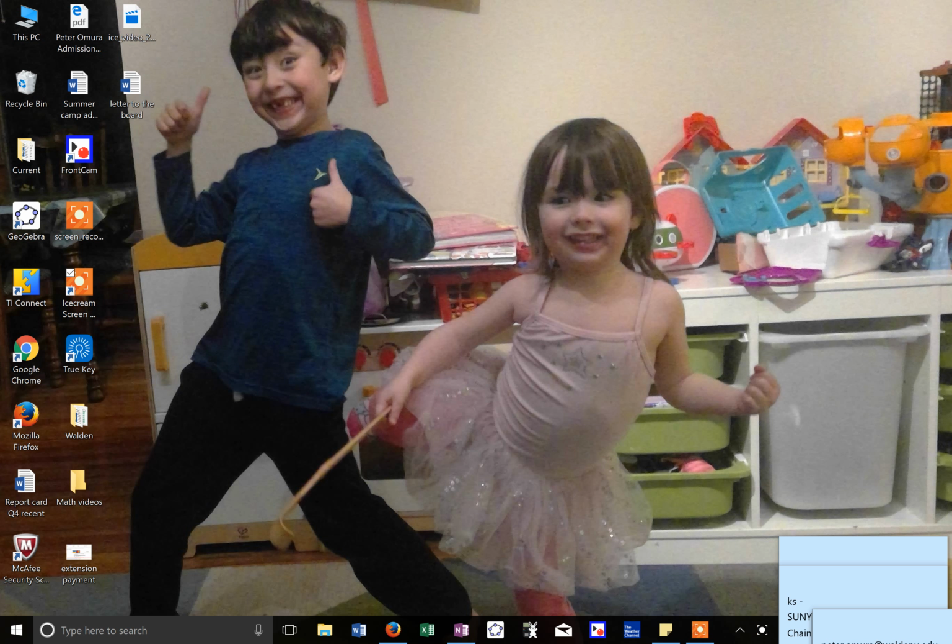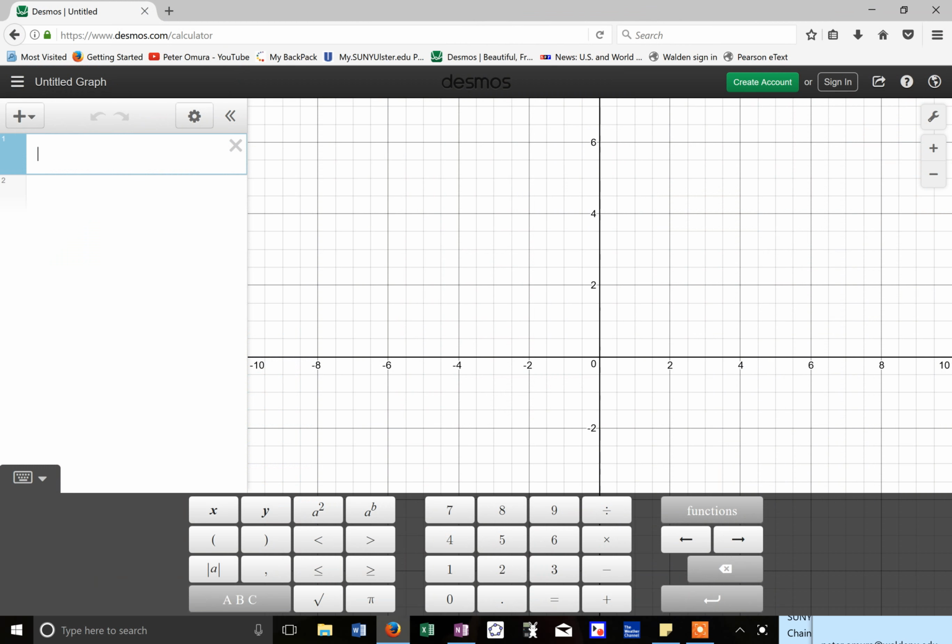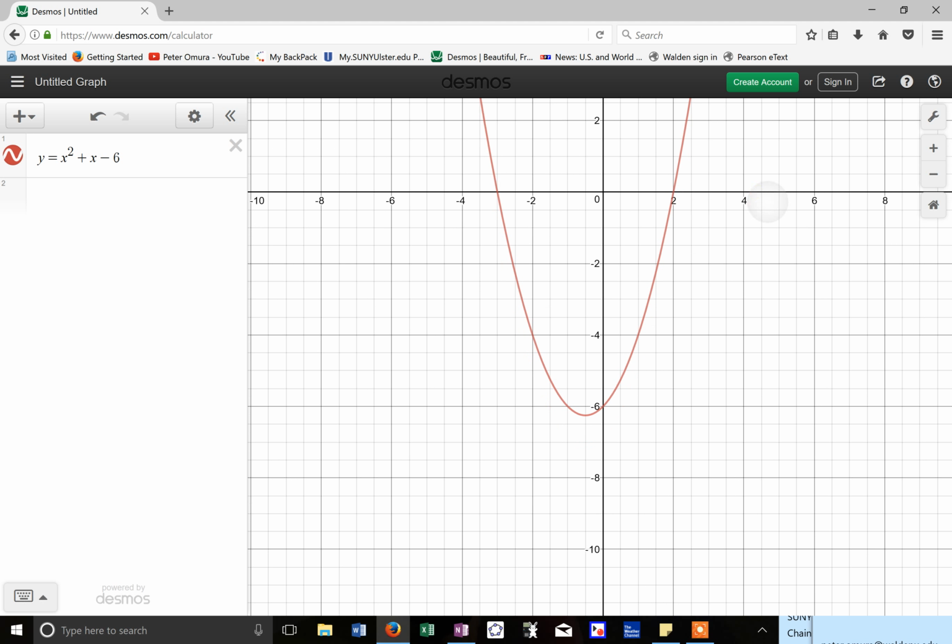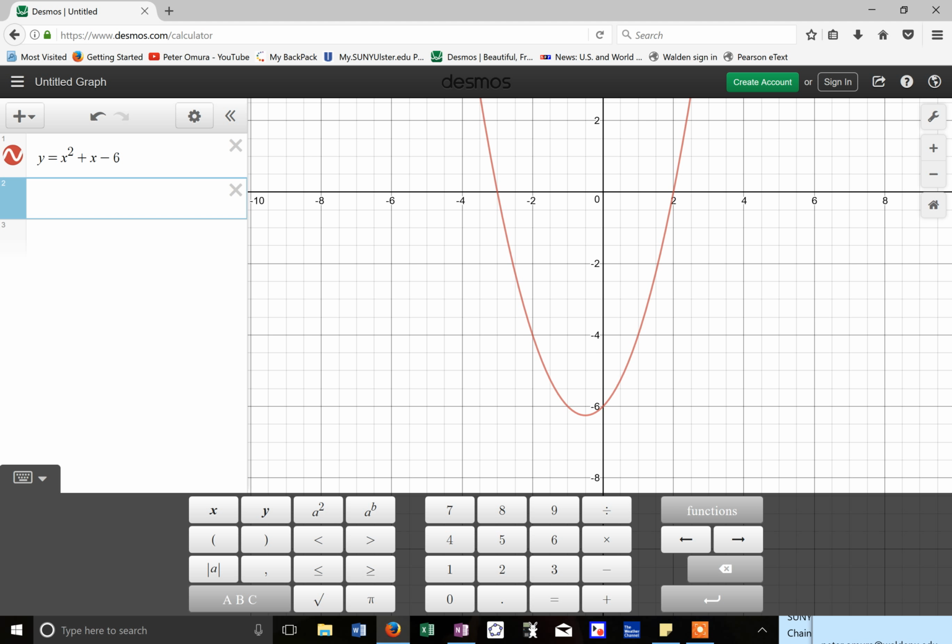Alright, so I'm going to do a video on finding the axis of symmetry for a quadratic. And I've actually started with one already, and it's y equals x squared plus x minus 6. And nice because if you take a look at the graph here, you'll see that it's actually symmetric on the line x equals -1.